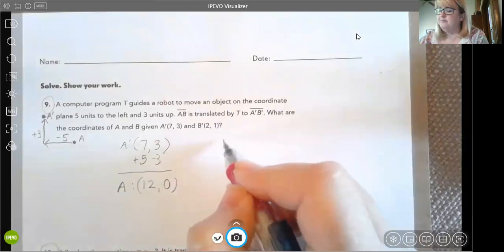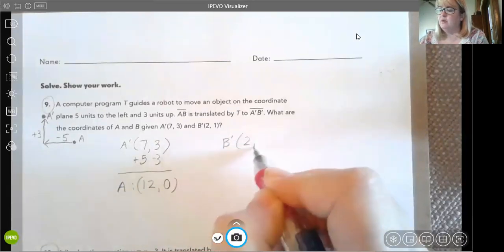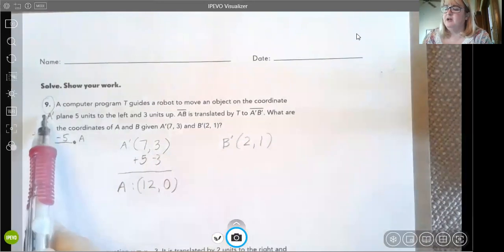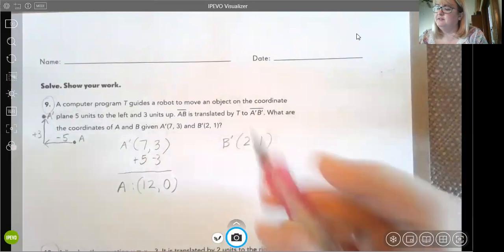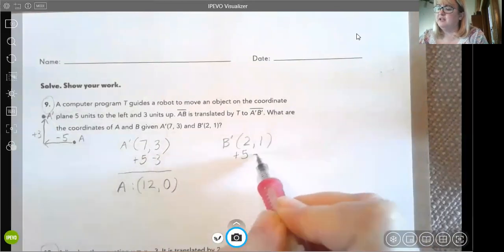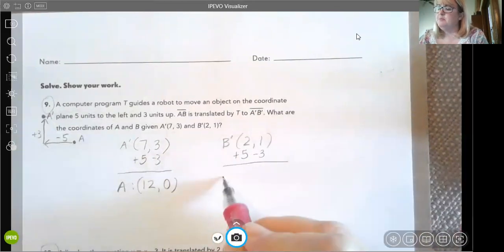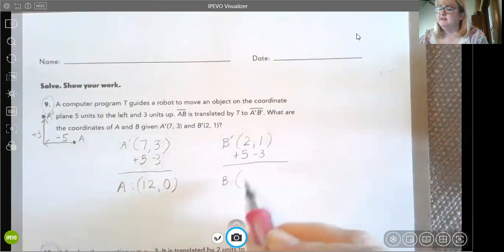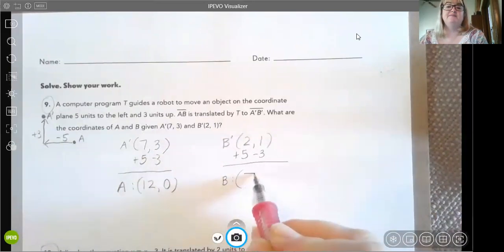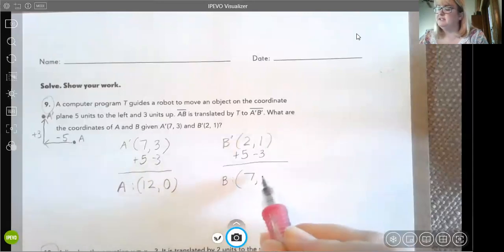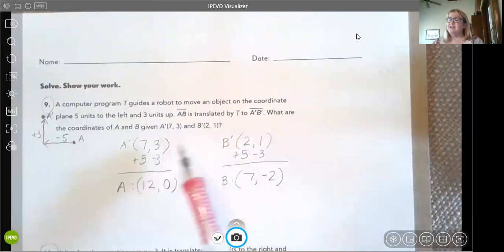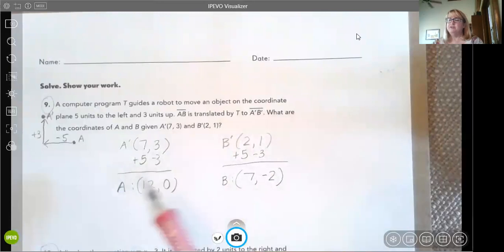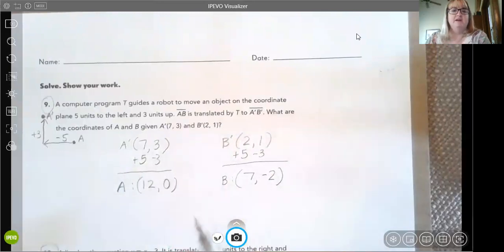B prime is 2 and 1. So it's up here. On the y, we're going to subtract 3. On the x, we're going to add 5. So add 5, subtract 3. So B is 2 plus 5 is 7. 1 minus 3 is -2. So there you have it. They told us where we ended up, so we had to move backwards. We had to figure out where we started.